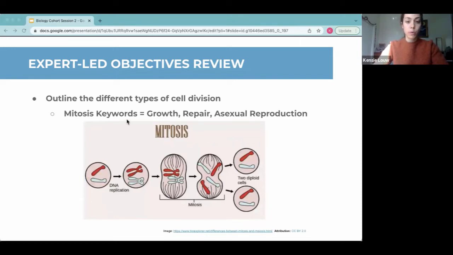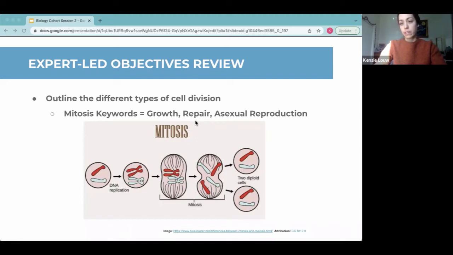So the key words to remember with mitosis are growth, repair, and asexual reproduction. The process of mitosis is used when a cell needs to grow. For example, in utero, when an embryo is growing, there's lots of active mitosis when the cells are dividing and new organs are developing. Repair is another common reason a cell would undergo mitosis.